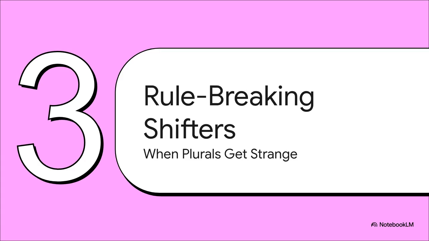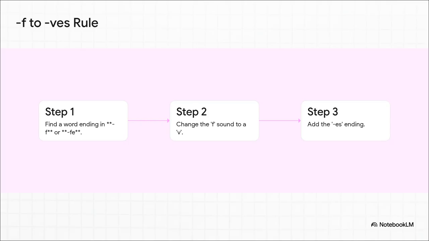Okay, you ready? This is where it gets really fun. We are now entering the wild territory of the true rule breakers. I like to call these the shapeshifters of English. These are ancient words that just refuse to play by our modern rules. So one of the most common and coolest transformations is this one. Think of it like a recipe. First, you find a word with that hard F or phi sound at the end. Then you soften that sound by changing the F to a V.